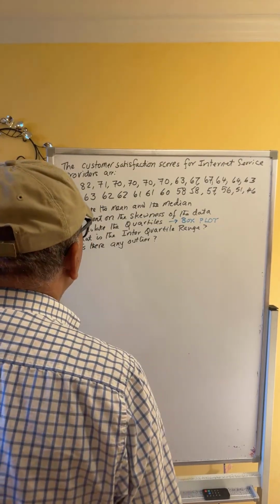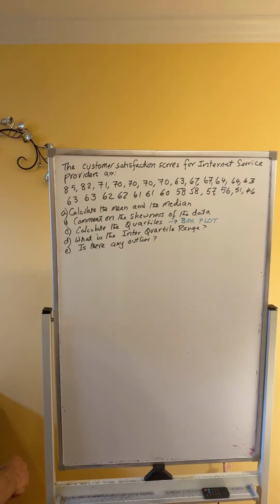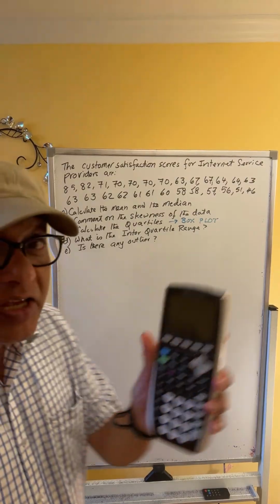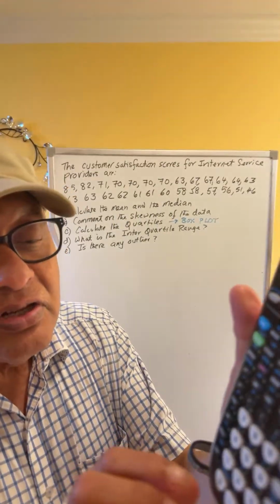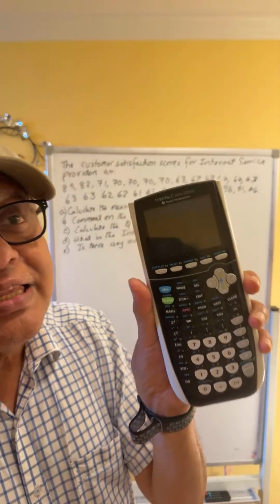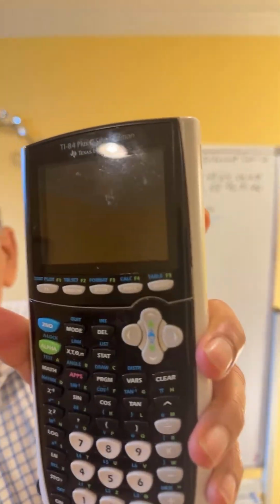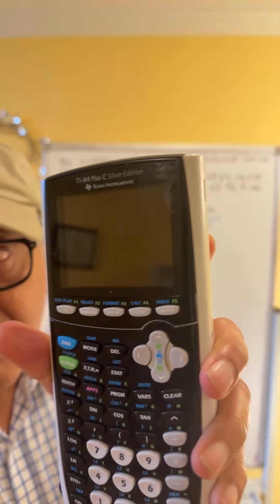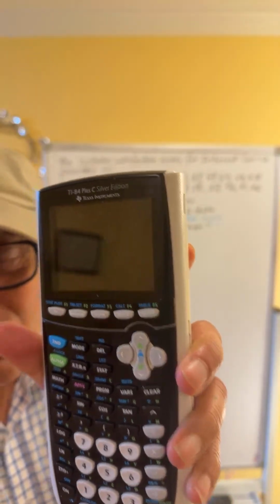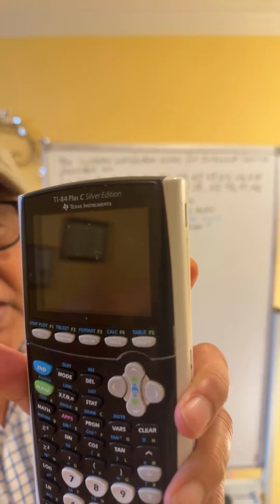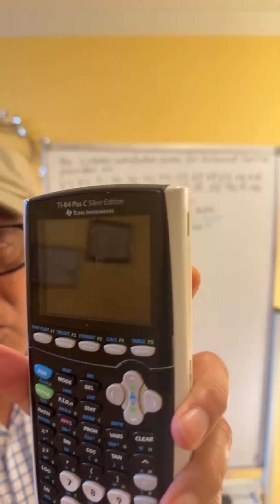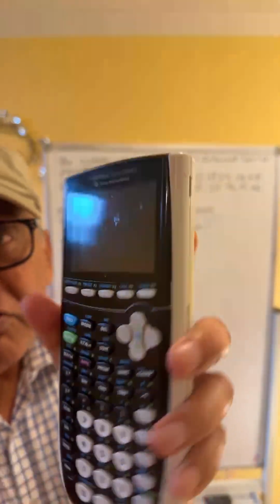So the first thing we will do is use the TI-84. This is the calculator I often use in my lectures to enter the data in list 1 of the calculator. This calculator has different lists, L1, L2, L3. L stands for list. I will enter the data in L1. But first, I will clear the memories of this calculator. That is, I'll remove the data which has been used in the past.